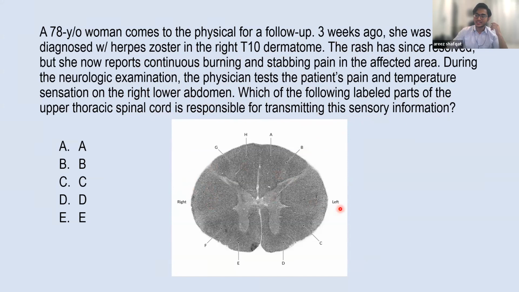Just to orient you, this is right, this is left. This is anterior, and this is posterior. So this is anterior, and this is dorsal.